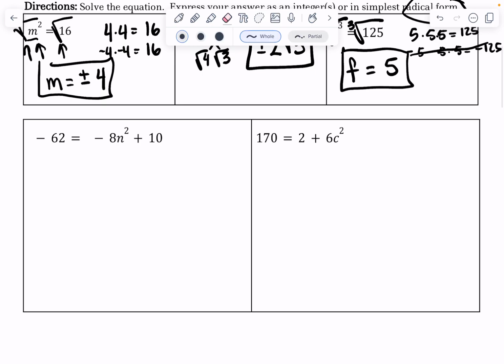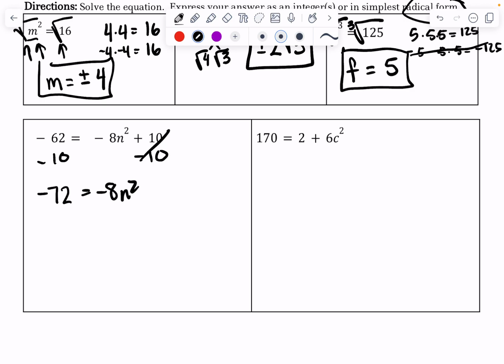All right, now we're going to be doing problems that you have done before. We're manipulating these equations, moving everything away from the variable we're attempting to solve for. But now we're going to have to also undo some powers. So right here, the first thing I see is that I want to get rid of this 10. I want to move it to the other side. So to make a zero pair here, I'm going to subtract 10 because it's a positive 10. So on the left, I have negative 72 equals negative 8n squared. These 10s just canceled out. Next thing I'm going to do is divide by negative 8 on both sides. Divide by negative 8. And we get 9 equals n squared.